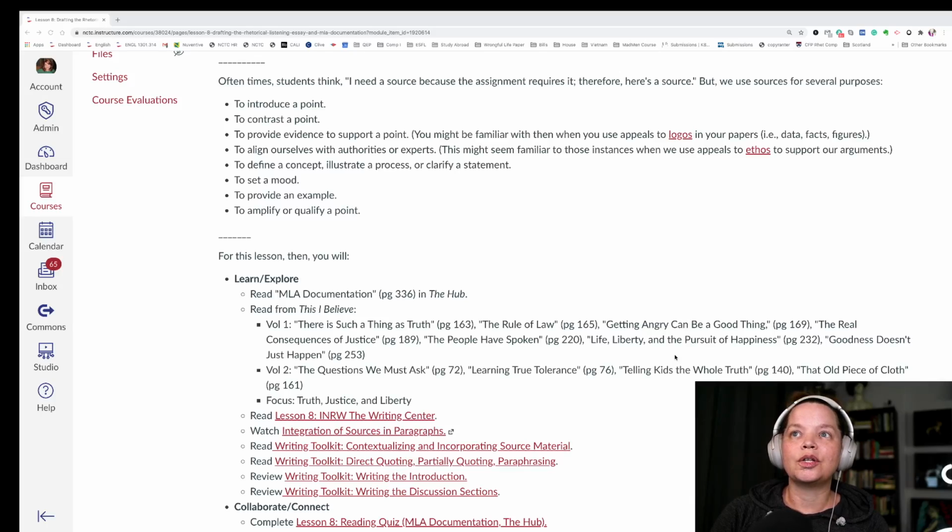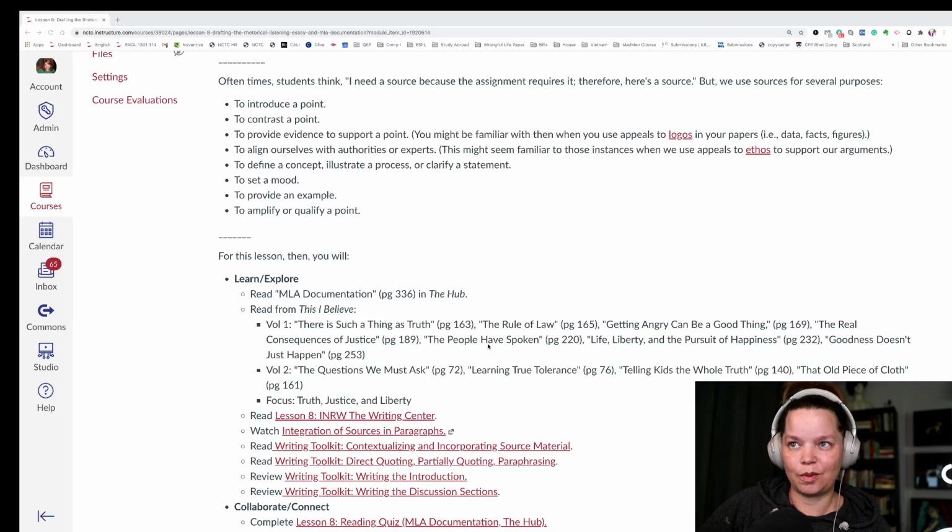You might include a source to help define a concept or illustrate a process or to clarify a statement. Maybe you're including a source to set a mood, to provide an example, or to amplify or qualify a point. So there's lots of reasons to include research in your papers. So we're going to practice doing that this week.